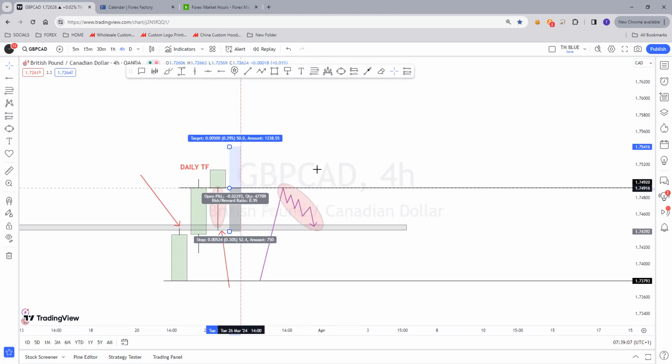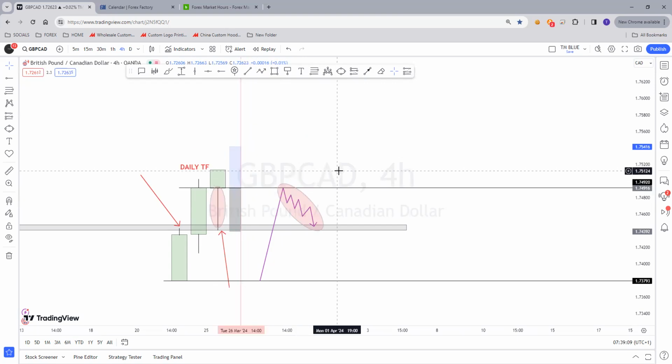This can happen on any time frame. It doesn't have to be the daily time frame. It can be the 5, it can be the 1, it can be the 2, it can be whatever time frame you want. Okay. So your bottom wick is a retest.